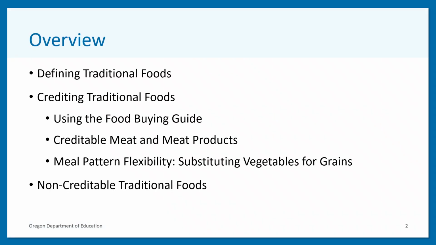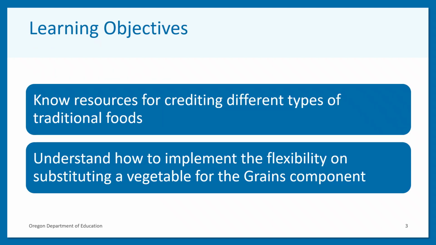This training will cover the definition of traditional foods, crediting traditional foods, including using the Food Buying Guide, creditable meat and meat products, and meal pattern flexibility for substituting vegetables for grains and non-creditable traditional foods. After this training, we hope that you will know the resources available for crediting different types of traditional foods and that you will understand how to implement the flexibility on substituting a vegetable for the grains component.